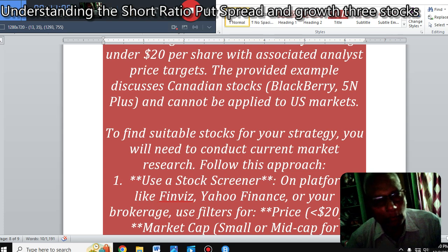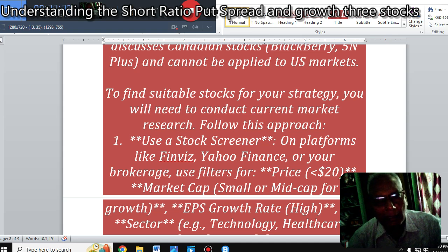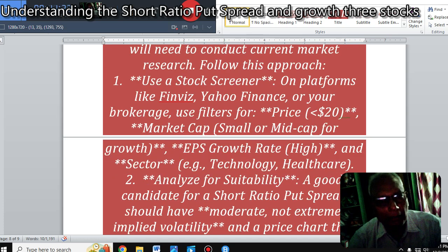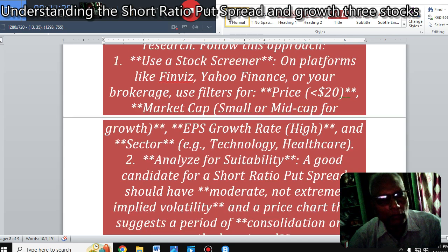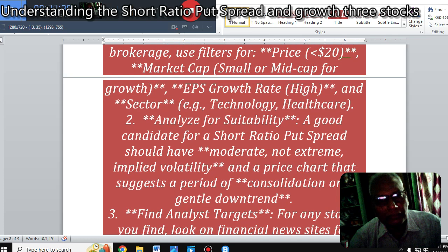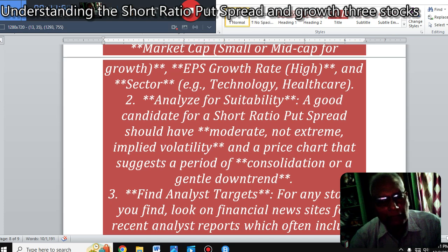Follow this approach. First, use a stock screener on platforms like Finviz, Yahoo Finance, or your brokerage. Use filters for price under $20, small or mid cap for growth, high EPS growth rate, and a sector, e.g. technology or healthcare. Second, analyze for suitability. A good candidate for a short ratio put spread should have moderate, not extreme, implied volatility and a price chart that suggests a period of consolidation or a gentle downtrend.